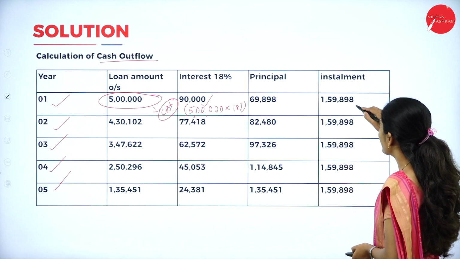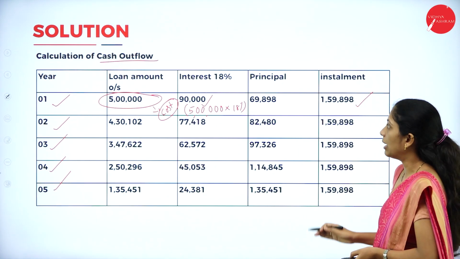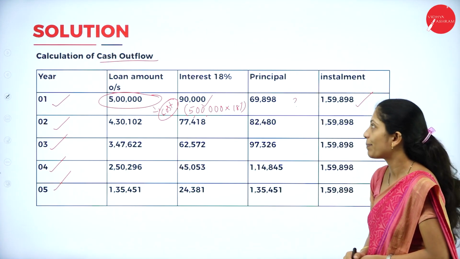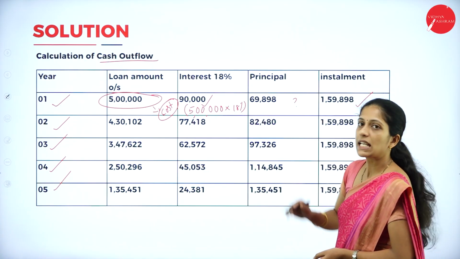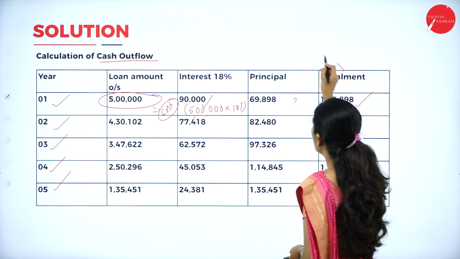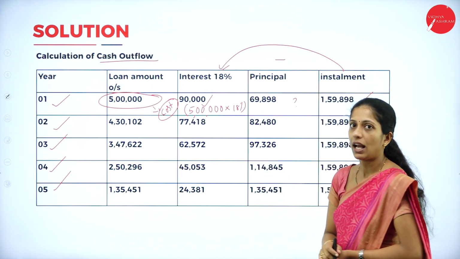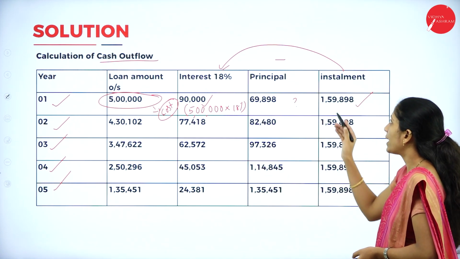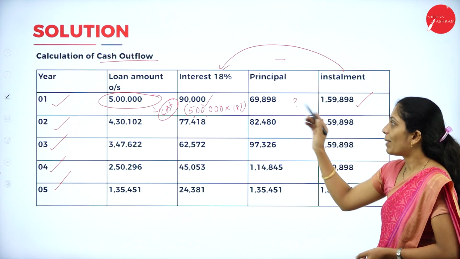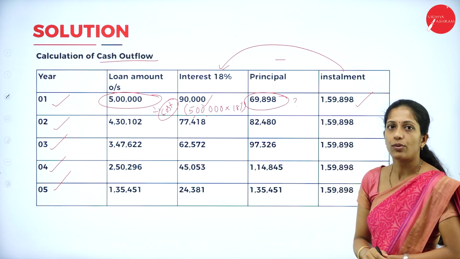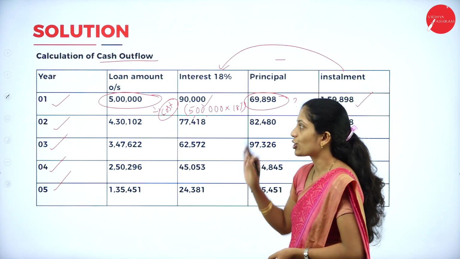1,59,898. So, write this amount in the installment column. Now, we don't know what is the principal. How to calculate the principal? Installment minus interest, so we'll get the principal amount. Installment is 1,59,898 minus 90,000. So, the principal amount is 69,898. So, this is our first year.